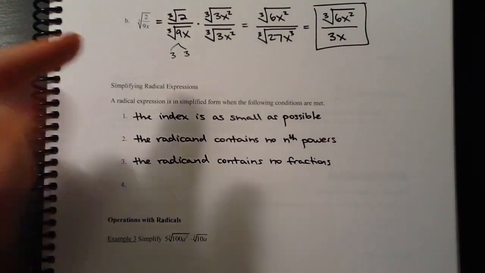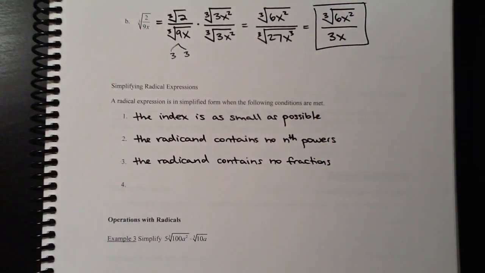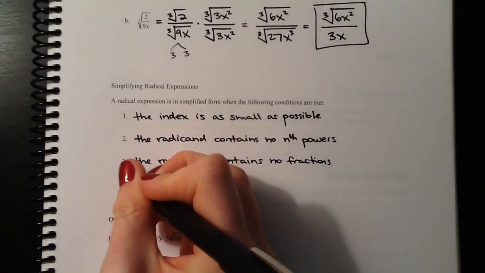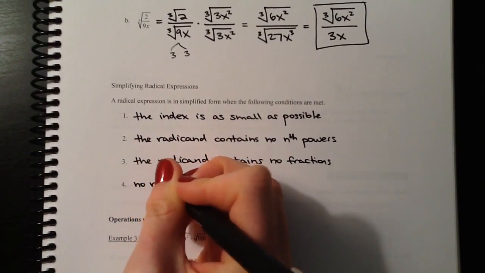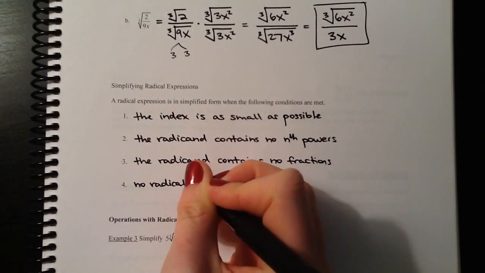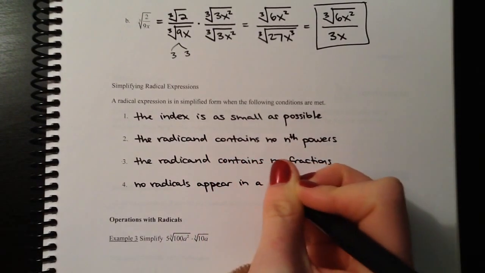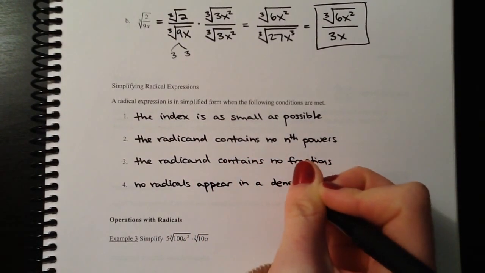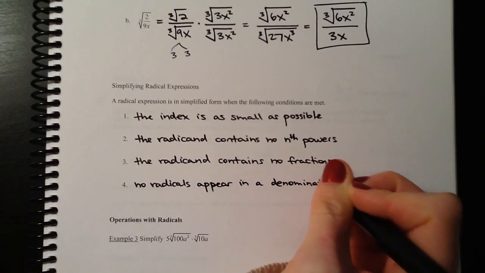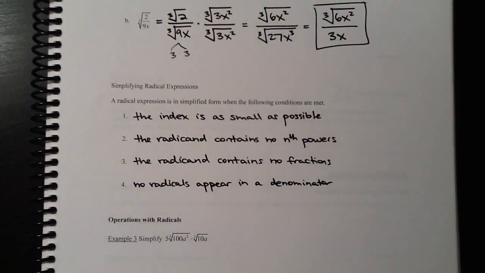So like example 2, I definitely couldn't leave these like this because you're not allowed to have a fraction underneath the root. And then finally, what we were just working on, no radicals appear in a denominator. Okay, so like I said, make sure you keep these rules by your side while you're simplifying your homework problems.